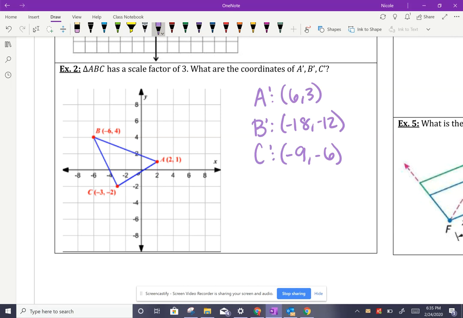So now I'm going to go ahead and graph these out. I have 6, 3 for A prime. B prime's way off the map, so maybe I can't graph this, guys. It's okay. I'm just looking for the points. As long as you find the points, we are all set. Great job.